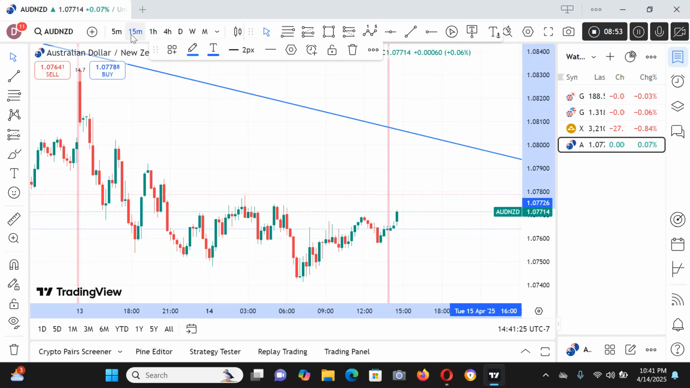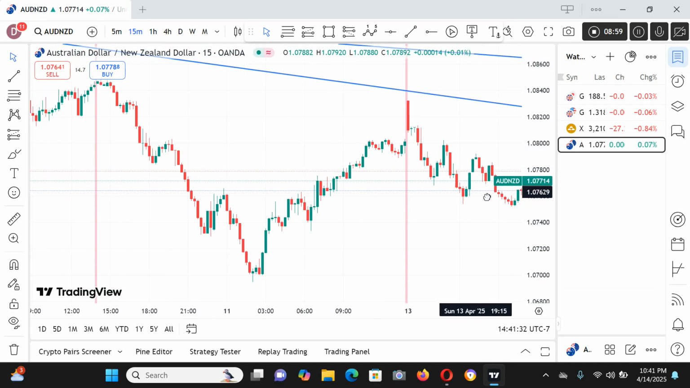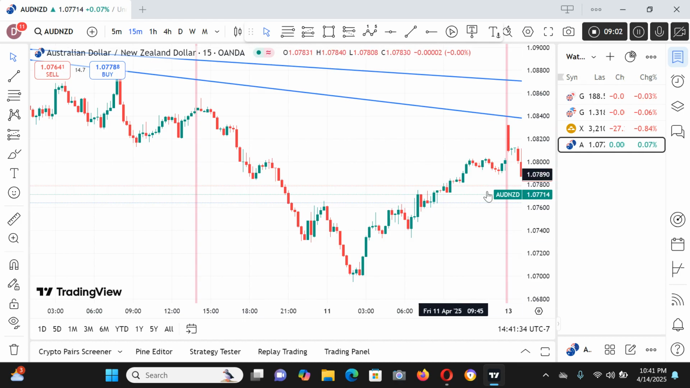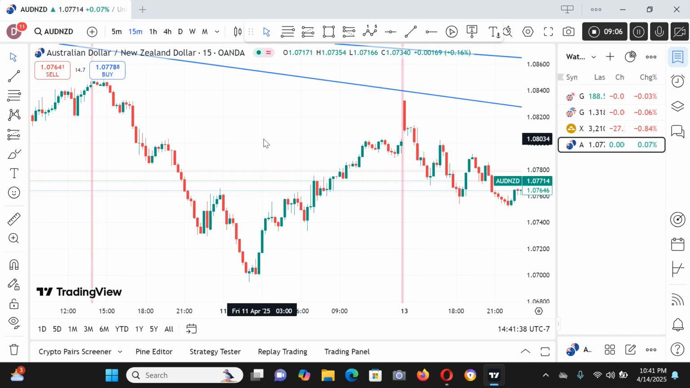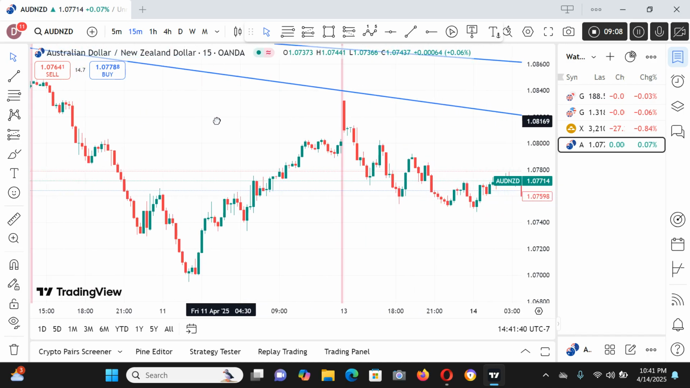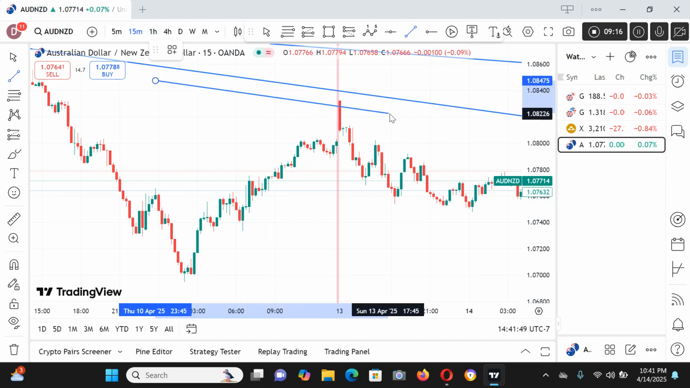So this is the 15 minutes time frame where we normally look for an opportunity to enter the market. From here we can also draw another trend line from here.